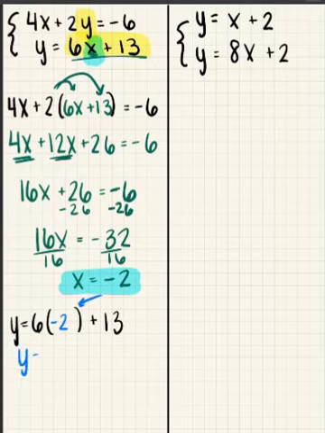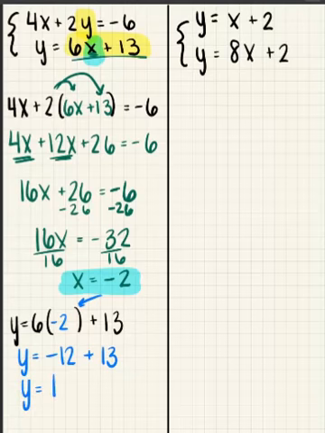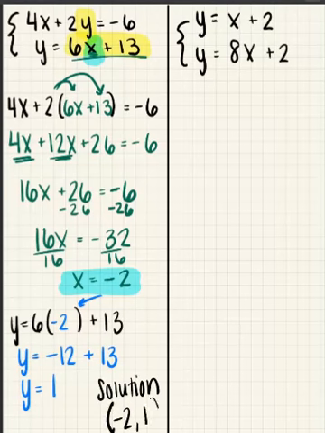Y equals 6 times negative 2 is a negative 12, plus 13. Simplify any like terms that you have to clean them up. Negative 12 plus 13 is just 1, which makes my solution x is negative 2, y is 1. Negative 2, 1 is the point at which these would cross if you were to graph them.